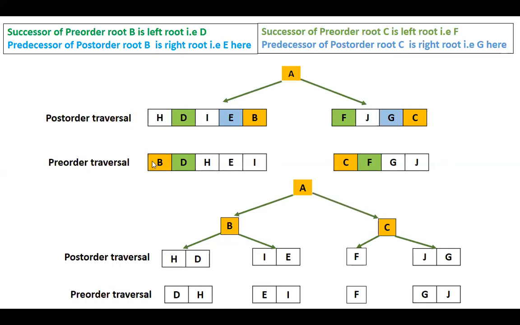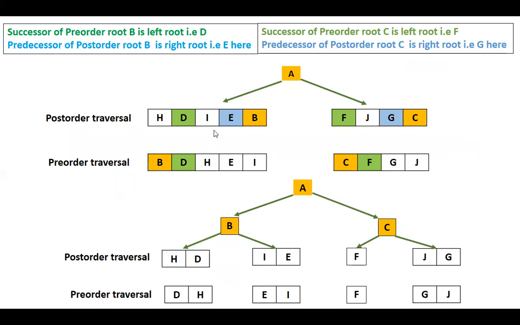So B is the root. You can see here now B is the root. Now to find out the left subtree of B, you already get the successor of B in case of pre-order, that is D, right? So to get the elements of left subtree of B, go to post order, check all the elements starting from D, including D, till the first element. It has only one element, that is H. So D and H will be on the left side of B.